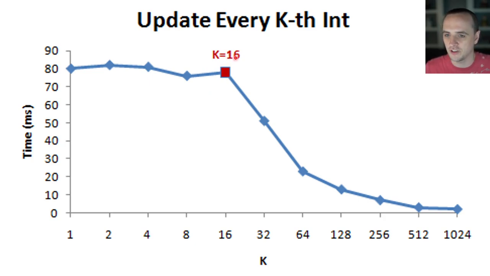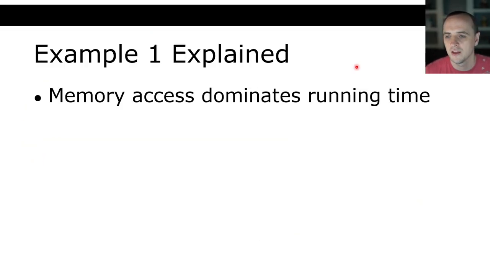Because k equals 16 is where we have this worst case scenario where we're looking basically at all the data in the cache, but we're always getting cache misses. And since there's always cache misses here and always cache misses here, except here you have half the operations, that's why it's approximately half the running time.